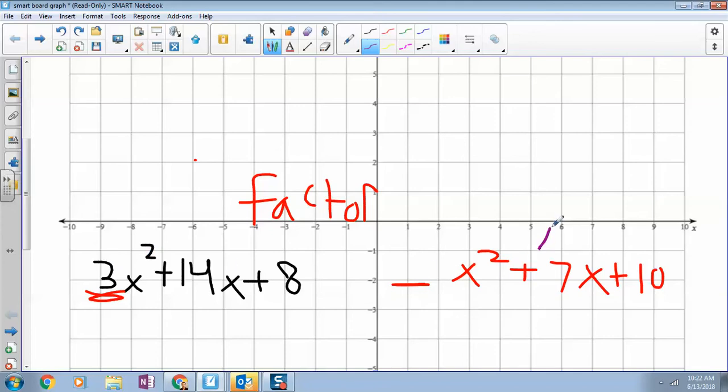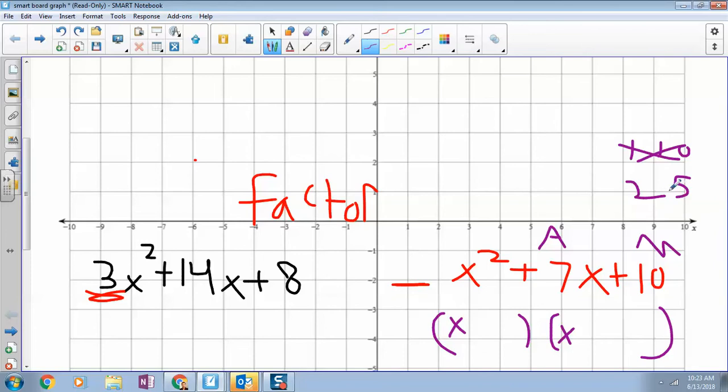I like to put a above the second term and m above the third, and then write my 2. We know we have x squared, so there's going to be 2 factors. From here, what we need to do is figure out two numbers that add to 7, multiply to 10. So we got 1 and 10, right? 1 and 10 does not work. What about 2 and 5? 2 and 5 does work because 2 plus 5 is 7, and 2 times 5 is 10.